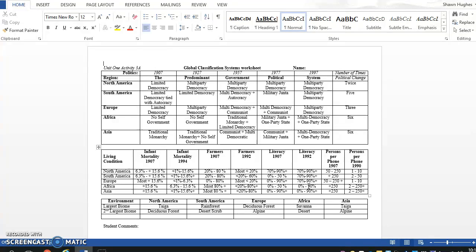Literacy rates, 0 to 50% literacy rate, and now we've got 0 to 90%. So a much higher end. There are some areas that have as much as a 90% literacy rate. Number of people per phone, over 250 people for every phone in Africa in 1907, and now between 2 and 250.